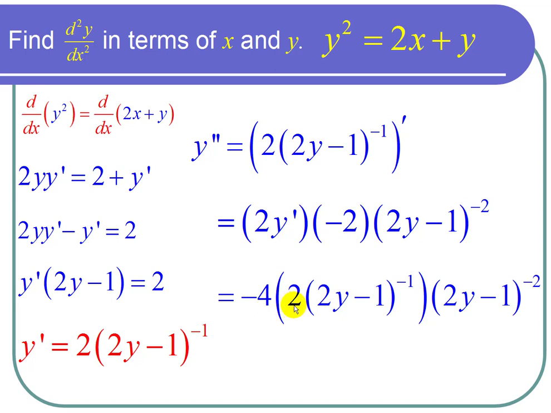So my final answer is that the second derivative, d squared y over dx squared, is equal to negative 8 times 2y minus 1 to the negative third power. And I'm done with the problem.